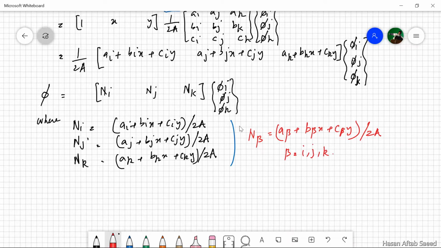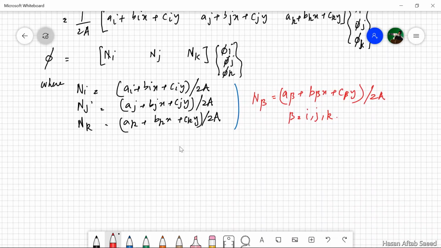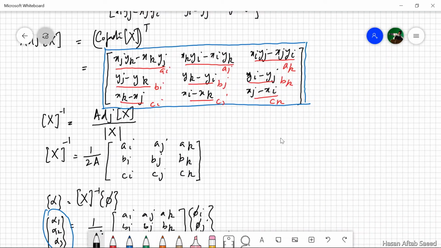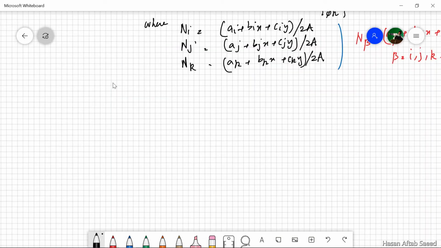Now obviously this is a very simple expression, but the devil is in the details. The expressions are rather complicated. So is there an easier way to express the coefficients? About ai, recall that it is xj yk minus xk yj. Please confirm this.